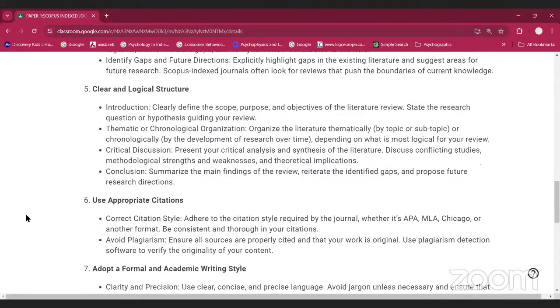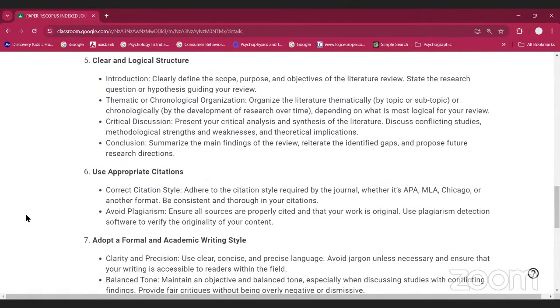Now, sixth one is use appropriate citations. Correct citation style. Adhere to the citation style required by the journal, whether it's APA, MLA, Chicago, or another format. Be consistent and thorough in your citations. Avoid plagiarism. Ensure all sources are properly cited, and that your work is original. Use plagiarism detection software to verify the originality of your content.